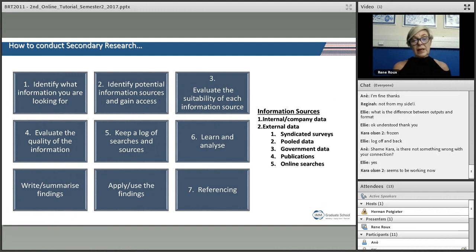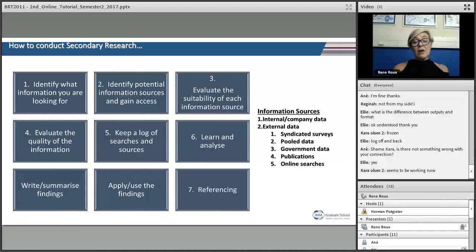So how do you conduct secondary research? First of all, you have to understand what information you are going to look for. You can't just start and search. You have to plan it because you can run around in circles forever. So you really have to plan it and identify exactly what kind of information you are going to look for.